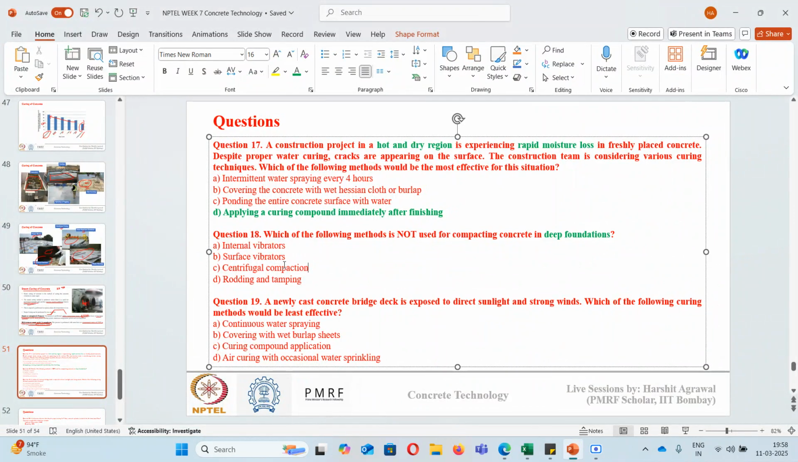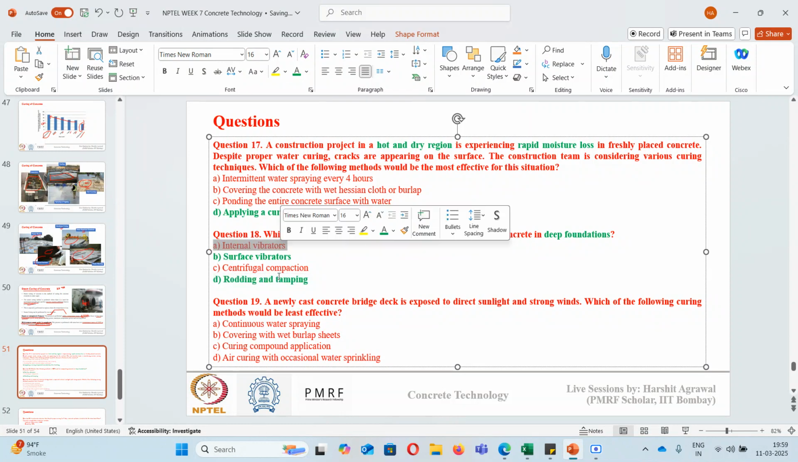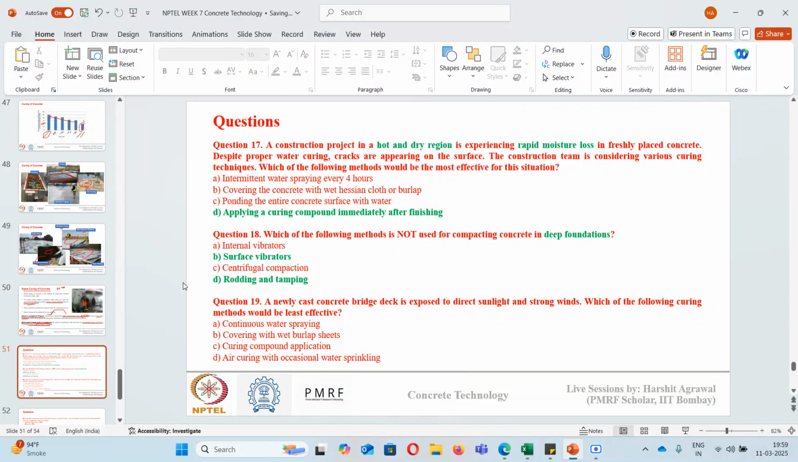Surface vibrators. Okay, so the correct answer is surface vibrator. Why? Because this vibrator will only work to a shallow depth and won't be effective for deep foundations. Rodding and tamping could also be an answer, because again it may not be suitable for deep foundations. For deep foundations we need internal vibrators or external form vibrators, which will be most suitable.